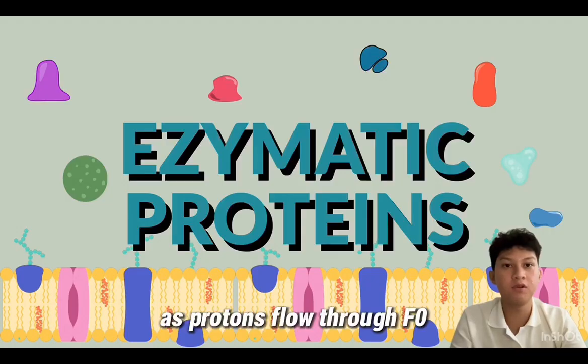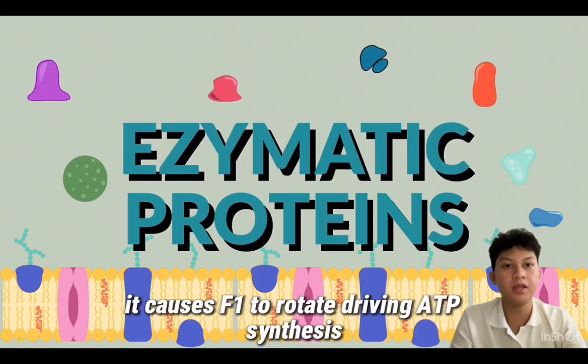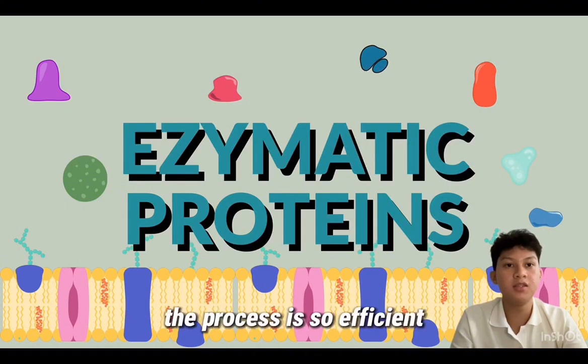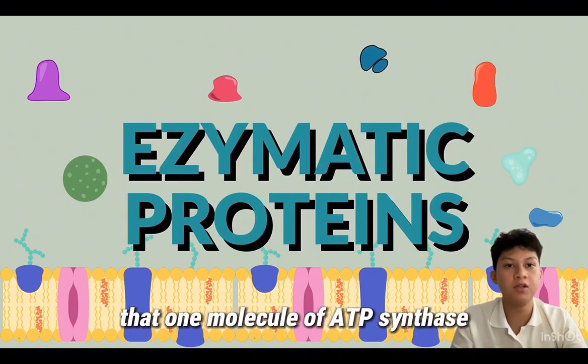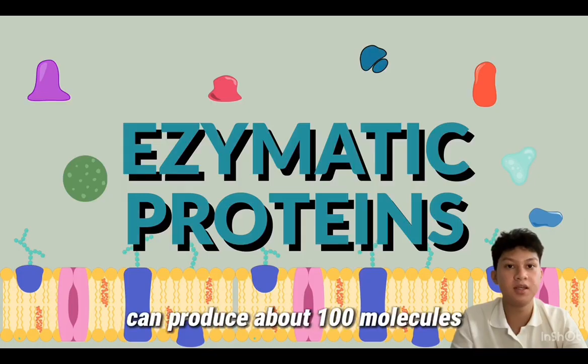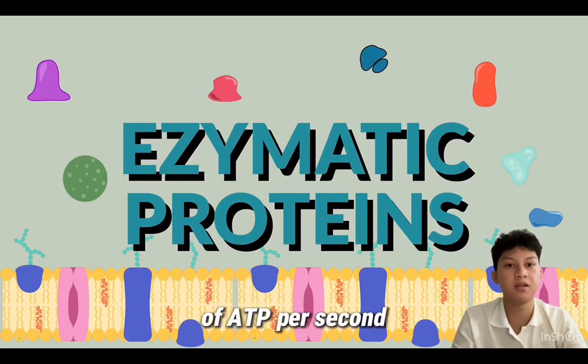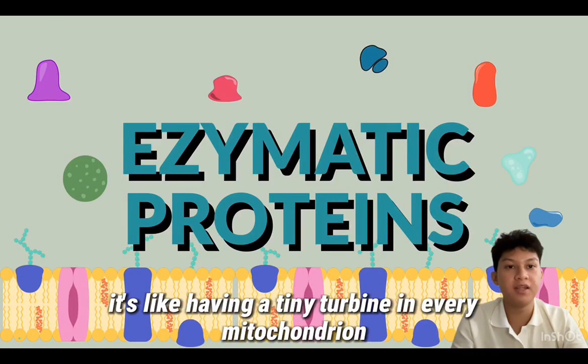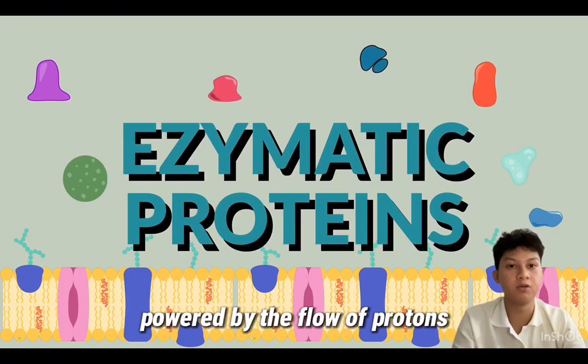As protons flow through F0, it causes F1 to rotate, driving ATP synthesis. The process is so efficient that one molecule of ATP synthase can produce about 100 molecules of ATP per second. It's like having a tiny turbine in every mitochondrion powered by the flow of protons.